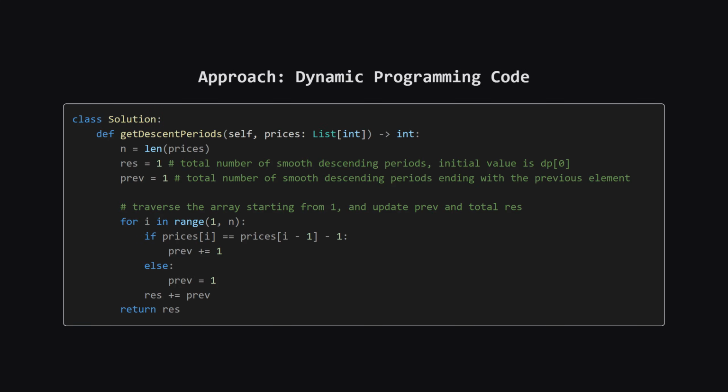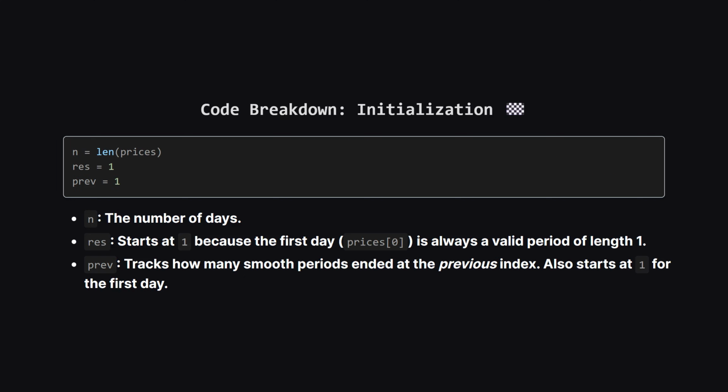Alright, here's the Python code. It matches the logic we discussed perfectly. We initialize our result and our previous tracker. Then we loop through the prices starting from the second day. Inside the loop, we check our descent condition and update our trackers. Finally, we return the total result. Let's zoom in a bit.